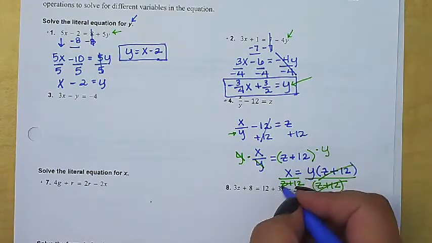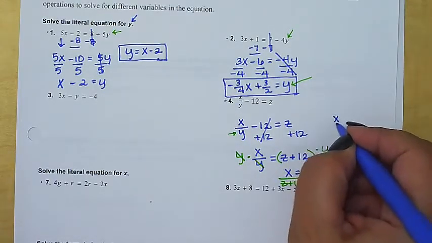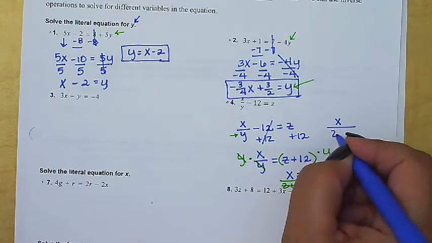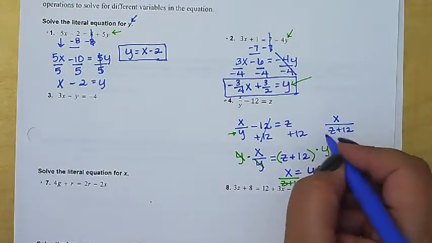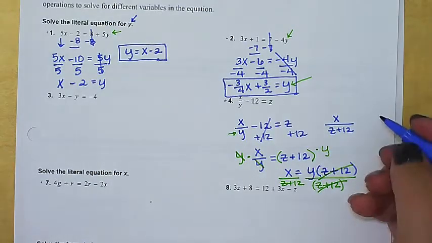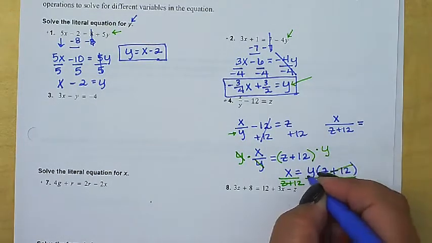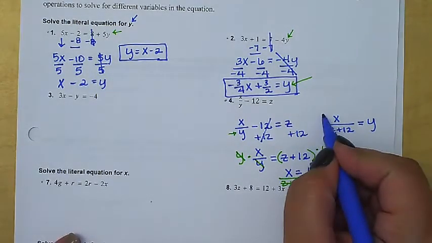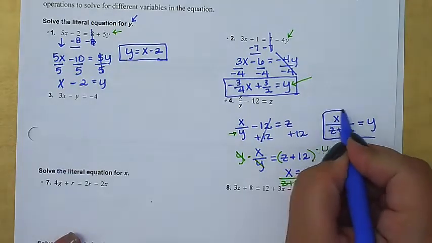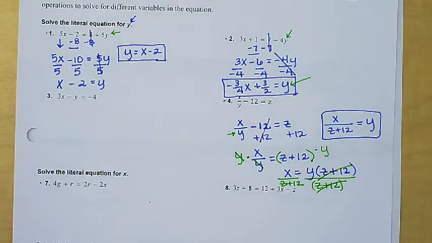So our answer is x divided by that sum of z plus 12. And then since I'm using a long division bar, I don't need the parentheses, but you can write it if you want. And that is equal to that y value there. So that's probably one of the more challenging ones there. And we'll do a few more like that here in a bit. Let's try number 7.